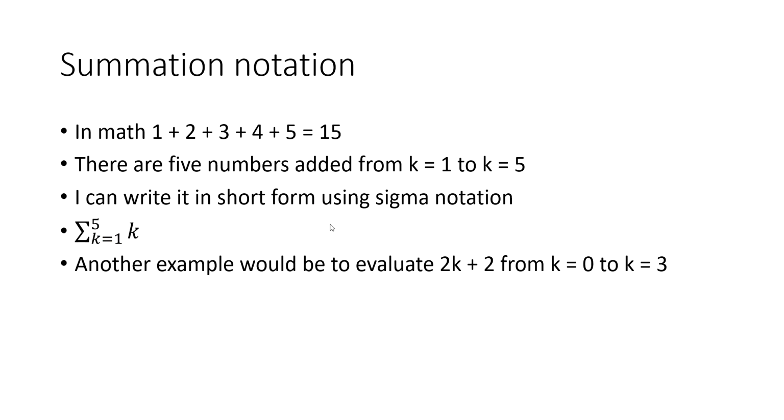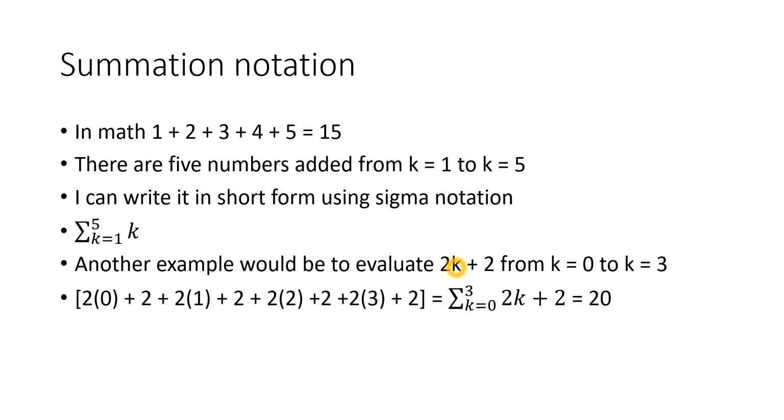So you can also take this example. If you are asked to evaluate 2k plus 2 from k equals 0 to k equals 3, this is the way you are going to write it, which means in summation notation k starts from 0 up to 3, and this is the expression. So you expand and you will get what you want.